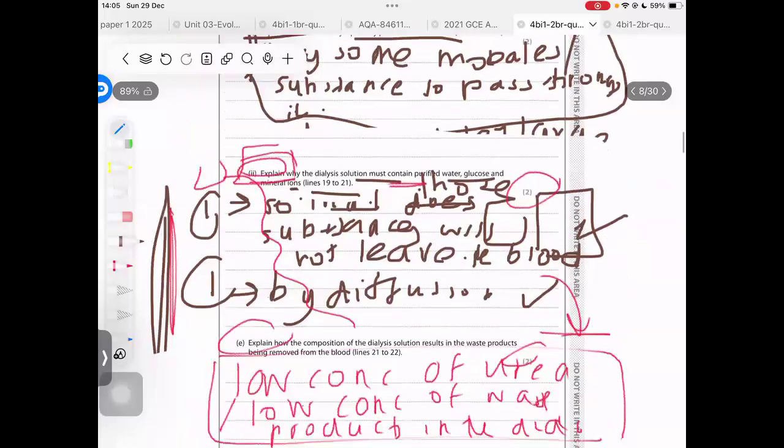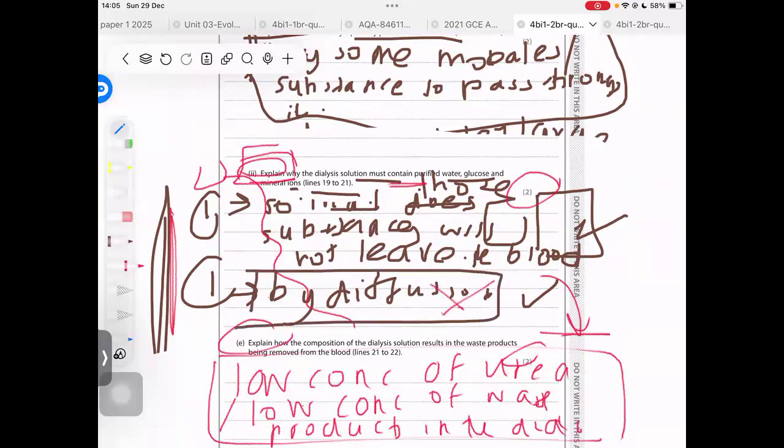So you can start from one area. You can say, so that those substances will not leave the blood. That is the major point that hits your head, right? So that water, glucose, mineral ions won't leave the blood by diffusion. Now imagine you forgot to write by diffusion, you might not have got that mark. So when they say explain, it's better to explain it in detail itself. So you include a detailed point, by diffusion from a high to a low.